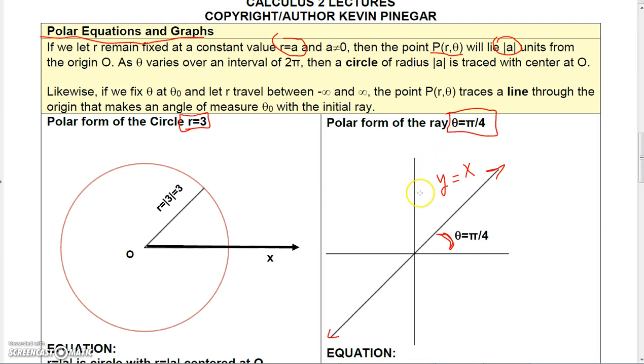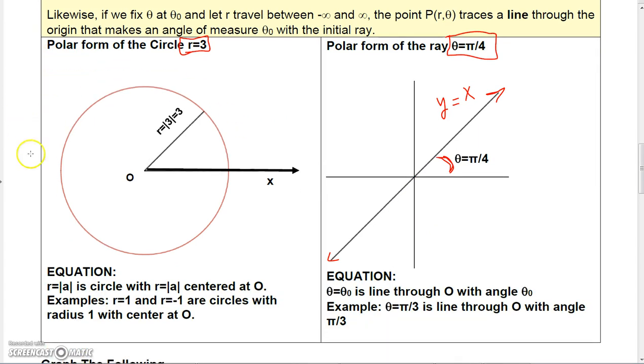If you had theta equals 0, that would be the x-axis. If you had theta equal pi over 2, that would give you the y-axis, and then angles in between would give you different lines that go through the origin. So you can read that there. If you need to, pause the video and read that information below.